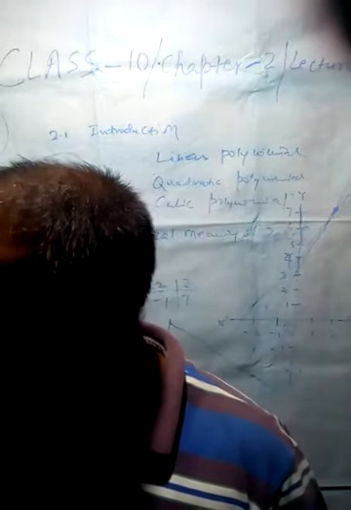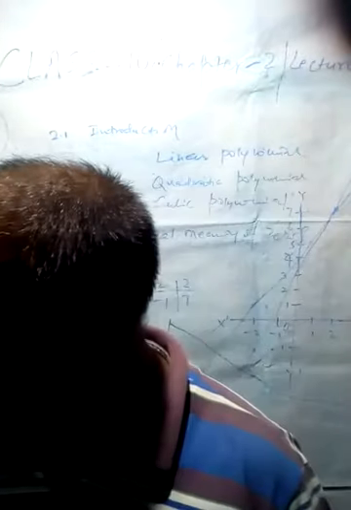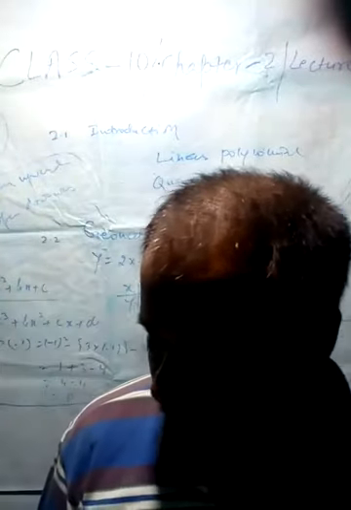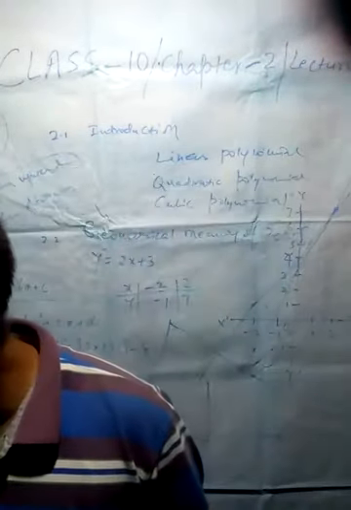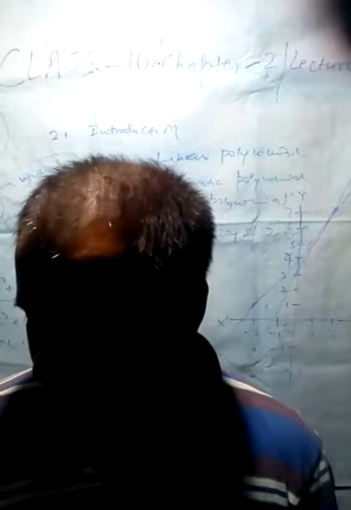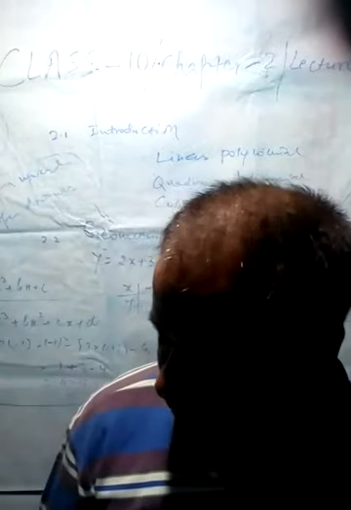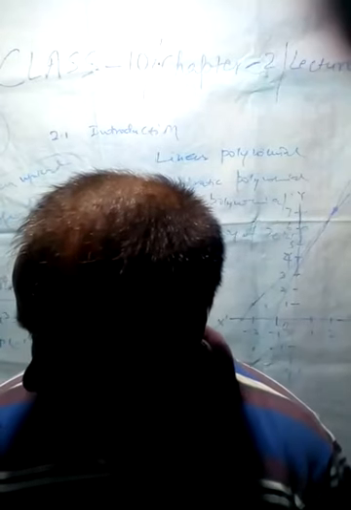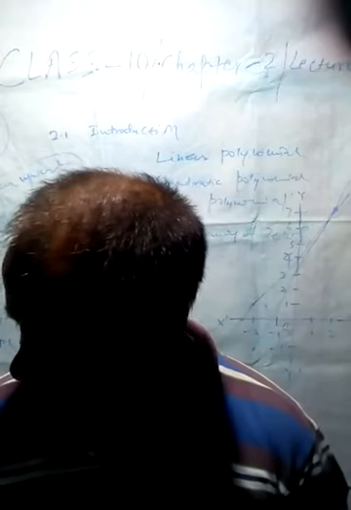Similarly, since x cube minus x square is x square in bracket x minus 1, 0 and 1 are the only zeros of the polynomial x cube minus x square. Also from figure 2.8, these values are the x coordinates of the only points where the graph of y is equal to x cube minus x square intersects the x-axis. From the examples above, we see that there are at most 3 zeros of any cubic polynomial. In other words, any polynomial of degree 3 can have at most 3 zeros.